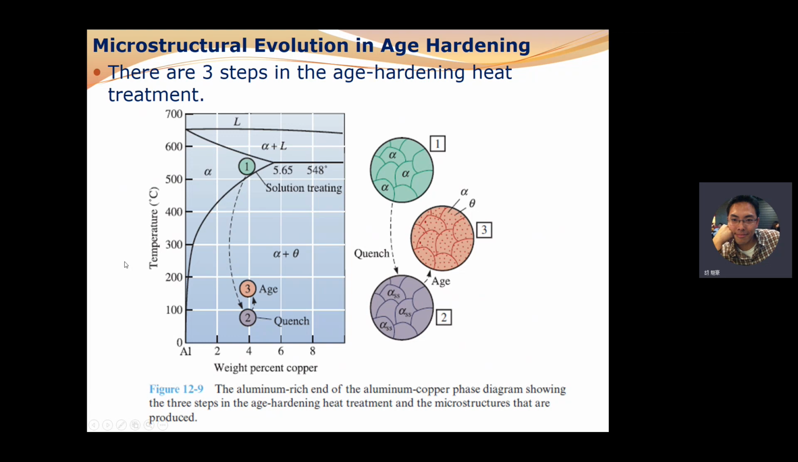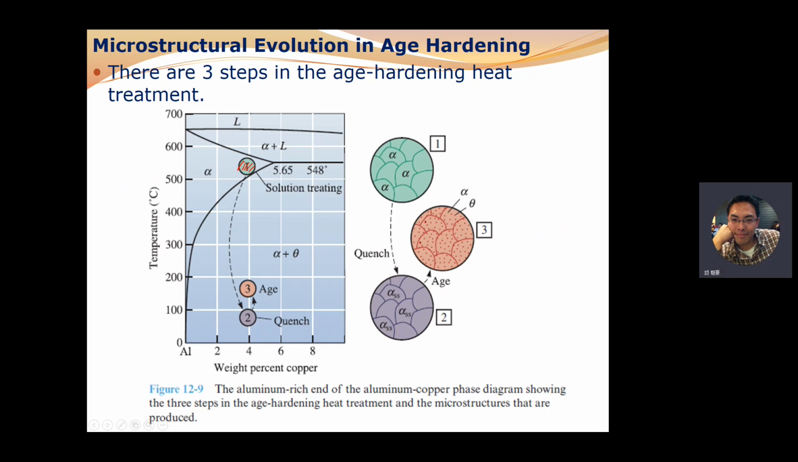So you guys must be familiar with this phase diagram, right? This is the aluminum-rich end of the aluminum-copper phase diagram. At point 1, it's the alpha solid solution, right? It's about maybe 4 weight % of copper and 96% of aluminum.